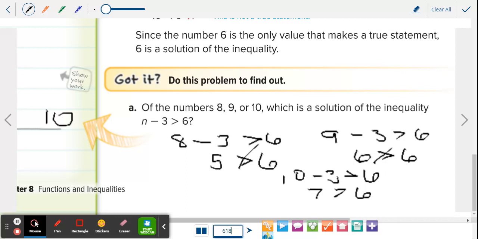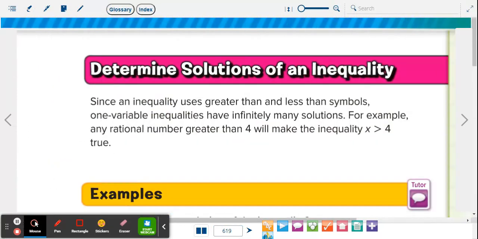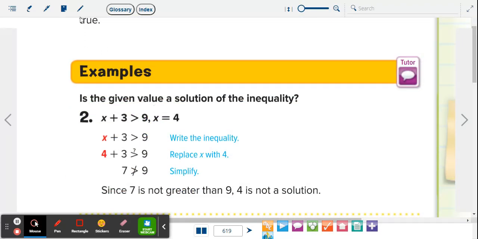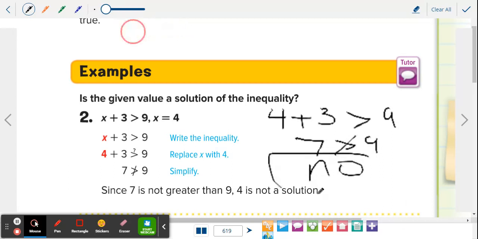All right. So moving on to the next page. Okay. All we're doing here now is they're going to give you one number and they want you to prove if, yes, it is true, or no, it doesn't work. That's it. So it's yes or no. So like this, example number 2, x plus 3 is greater than 9, where x equals 4. So all you're doing is replacing x with 4. 4 plus 3 greater than 9. What's 4 plus 3? 7. Is this true? No. So your answer is no. That's it. That's all I want you to do.